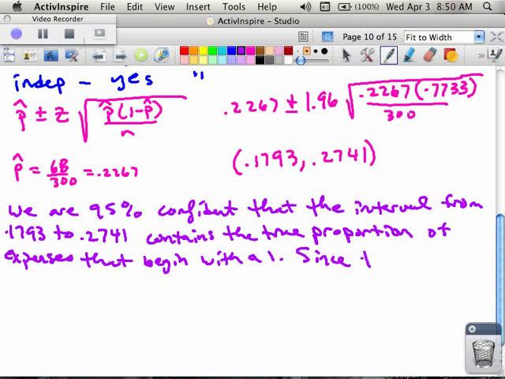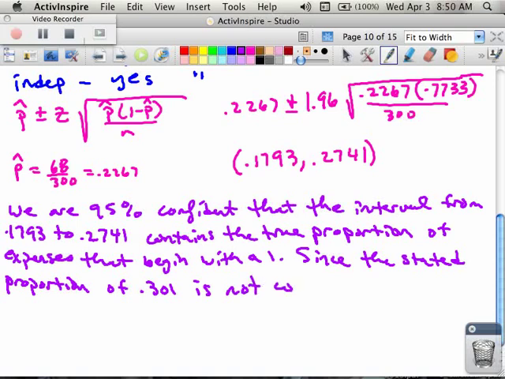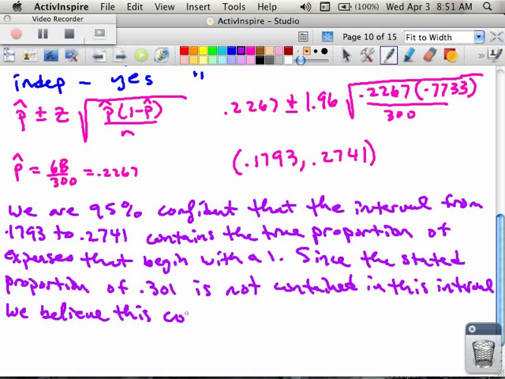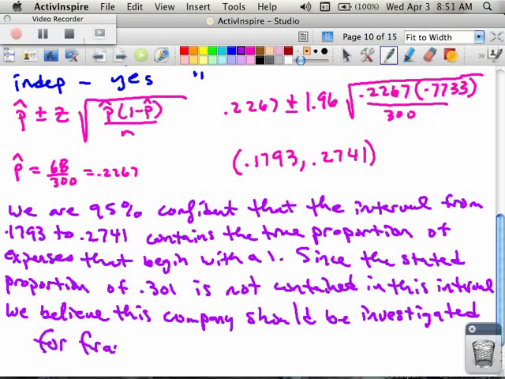Since the stated proportion of 0.301 is not contained in this interval, we believe this company should be investigated for fraud.